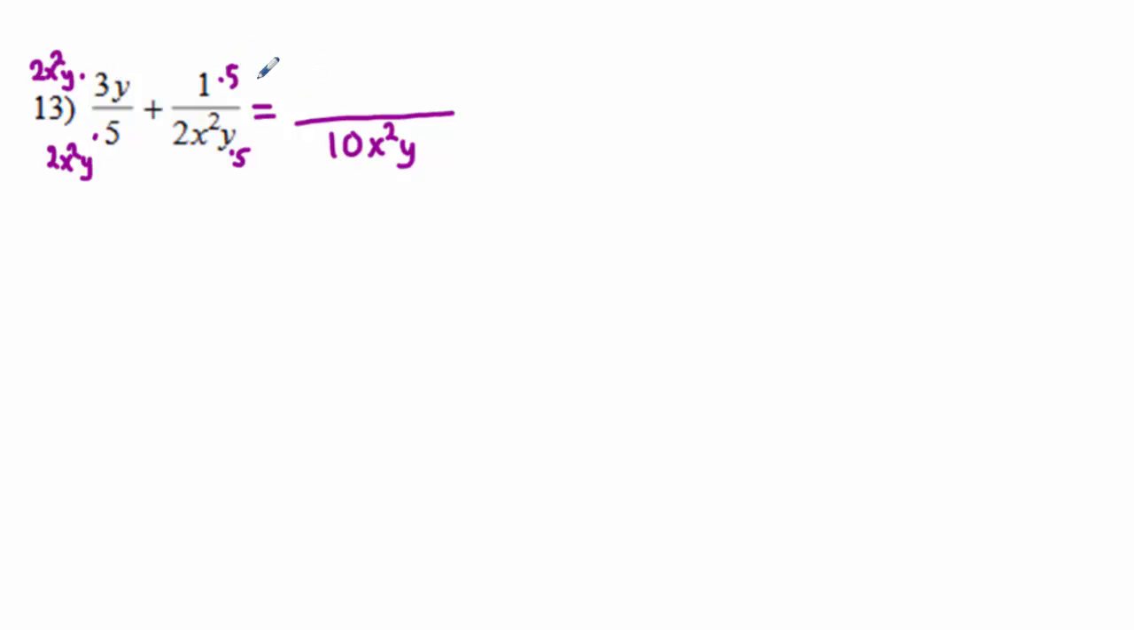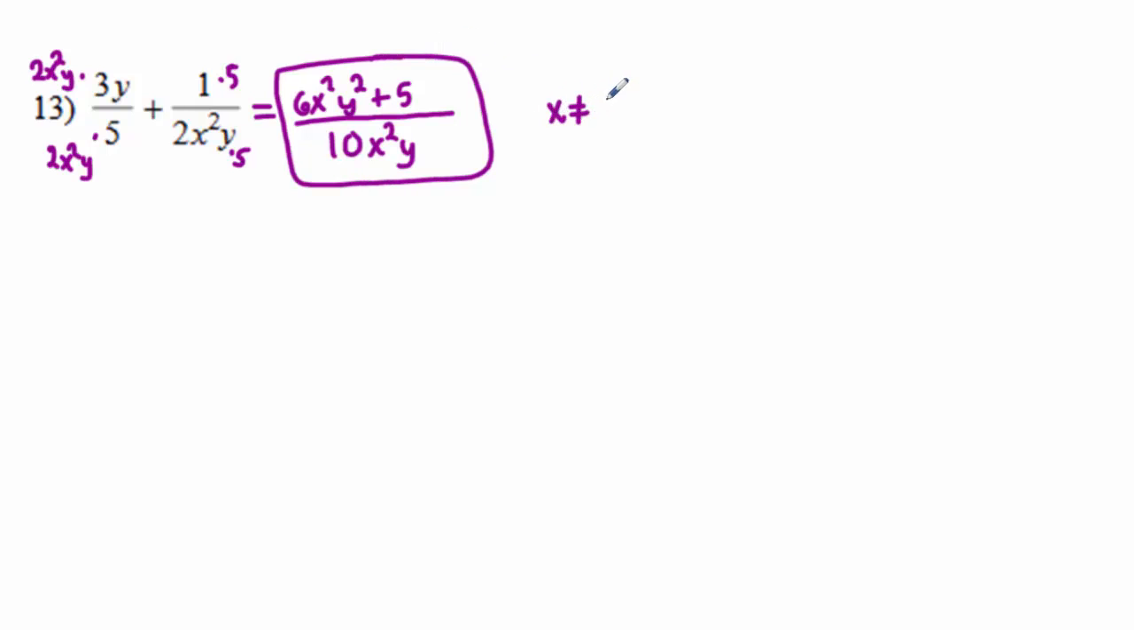And so 2 times 3 gives us 6. We have x squared, y times y is y squared, plus 5. And there's nothing in common on the top that I can take out of both, so I can't cancel anything out. This is my answer.